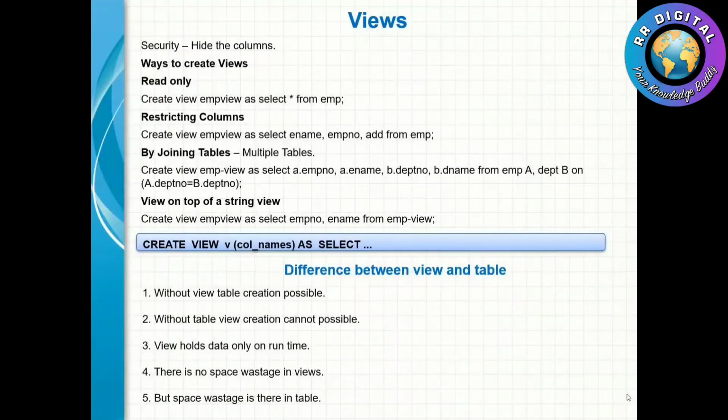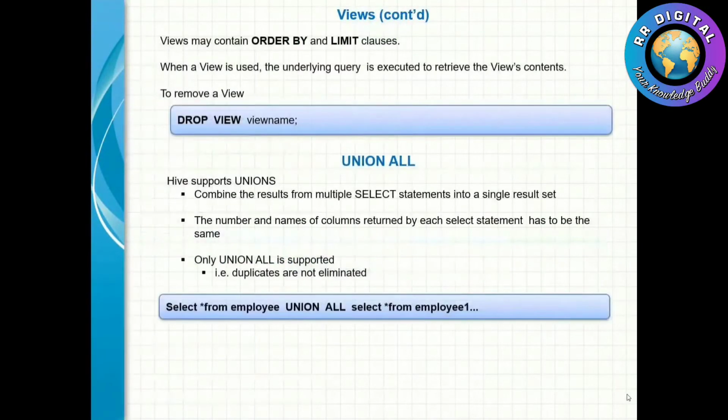Once a view execution is completed, it generally doesn't hold any data, because data is always available in the table only. But when you are executing a view, at that time the backend connects with your table and reads data from there. And there is generally no space wastage in views, but in a table sometimes there will be space wastage. Okay, so that is about views.